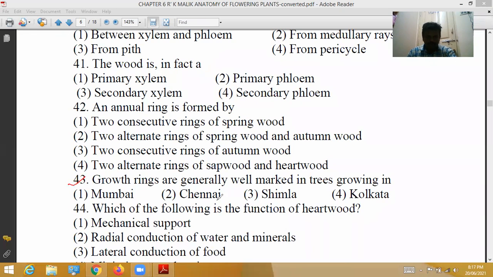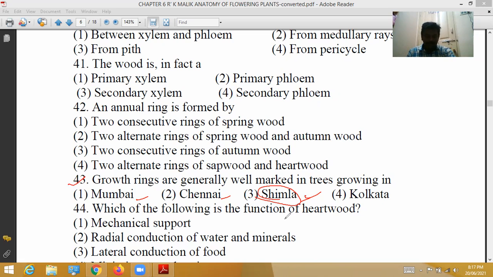Next, 43rd question. Growth rings are generally well marked in trees growing in Mumbai, Chennai, Shimla, or Kolkata. So actually, Shimla. Growth rings are generally well marked in trees which are growing in Shimla. Shimla is a temperate area and shows climate changes, that is, spring and autumn in a year. Thus, the wood is heteroxylous, that is, spring wood and autumn wood.